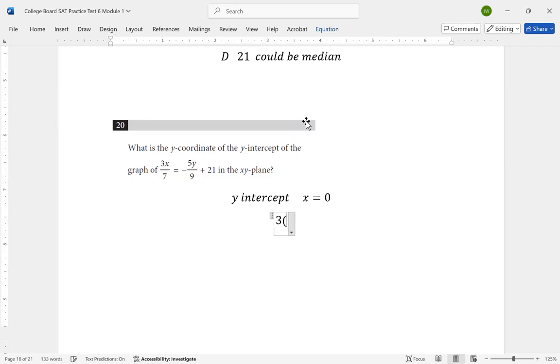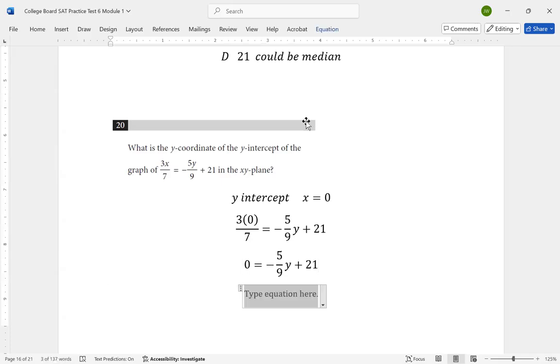And therefore, we're going to get 3 times 0, all divided by 7, is equal to negative 5y over 9. I'm going to call that 5/9 y because that's the same thing, plus 21. So we end up with 0 is equal to negative 5/9 times y plus 21. If I add 5/9 y to both sides, I get 5/9 times y is equal to 21.